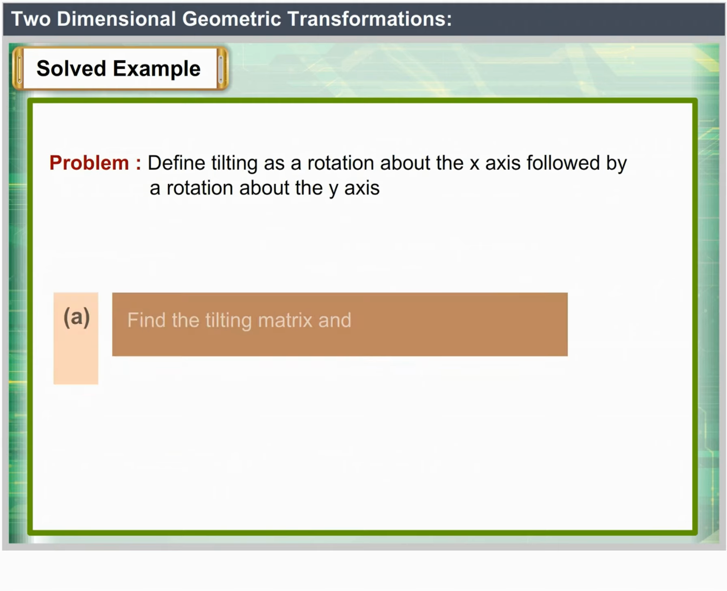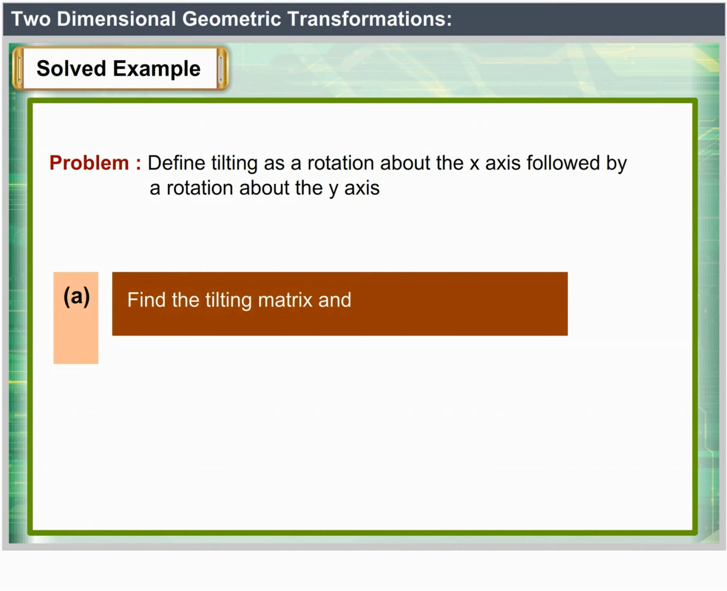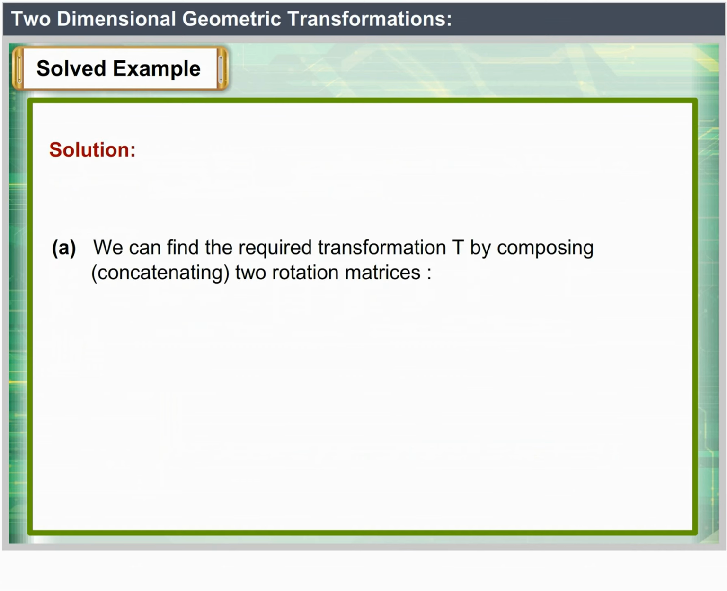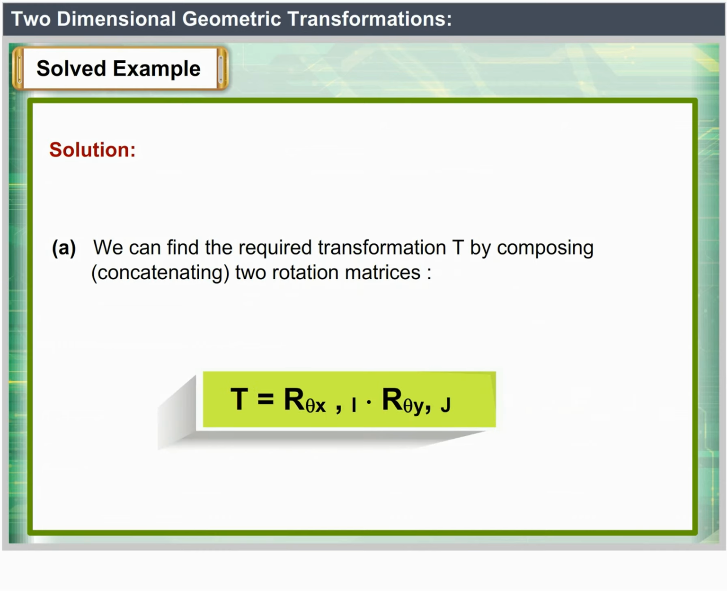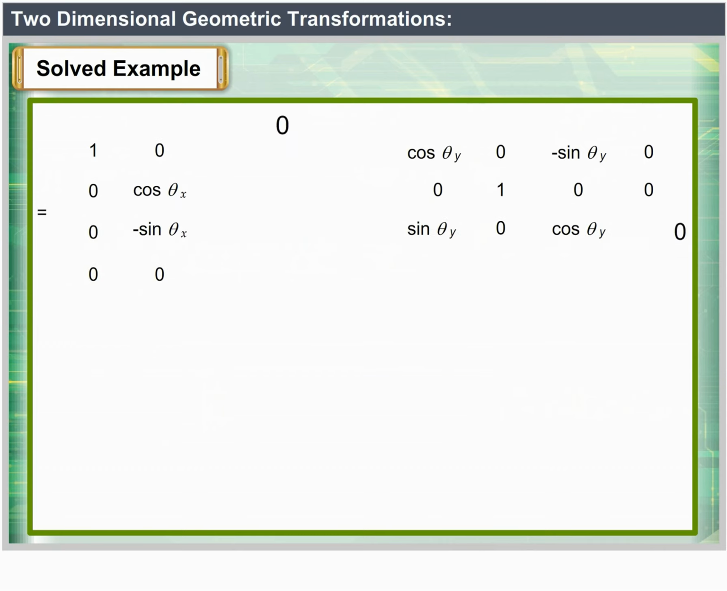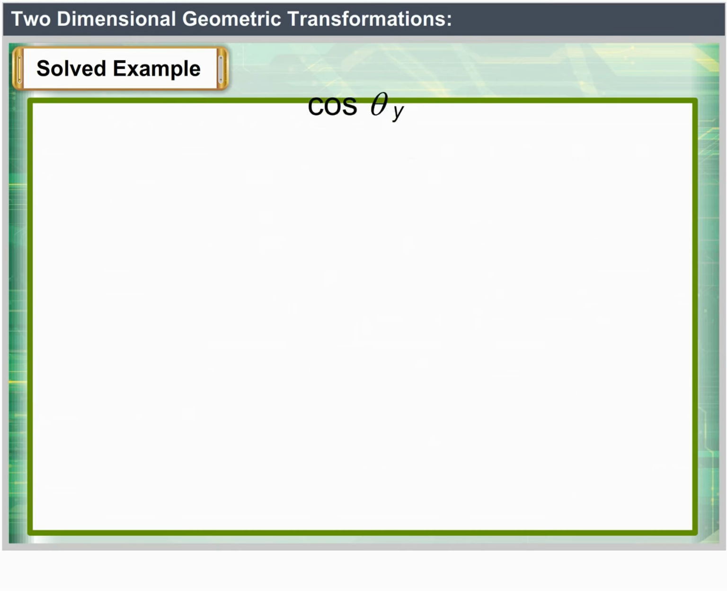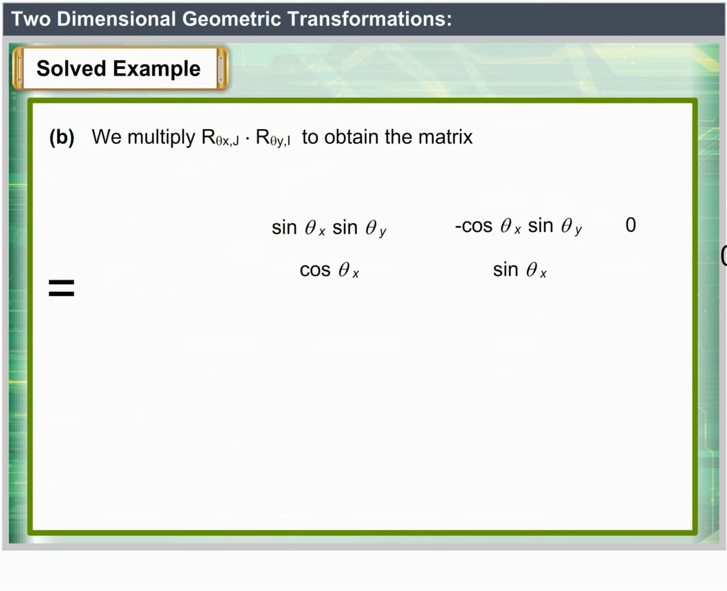Solution. A. We can find the required transformation T by concatenating two matrices. T equals R(theta, x, i) and R(theta, y, j). B. We multiply R(theta, x, j) and R(theta, y, i) to obtain the below matrix. This is not the same matrix as in part A, thus the order of rotation matters.